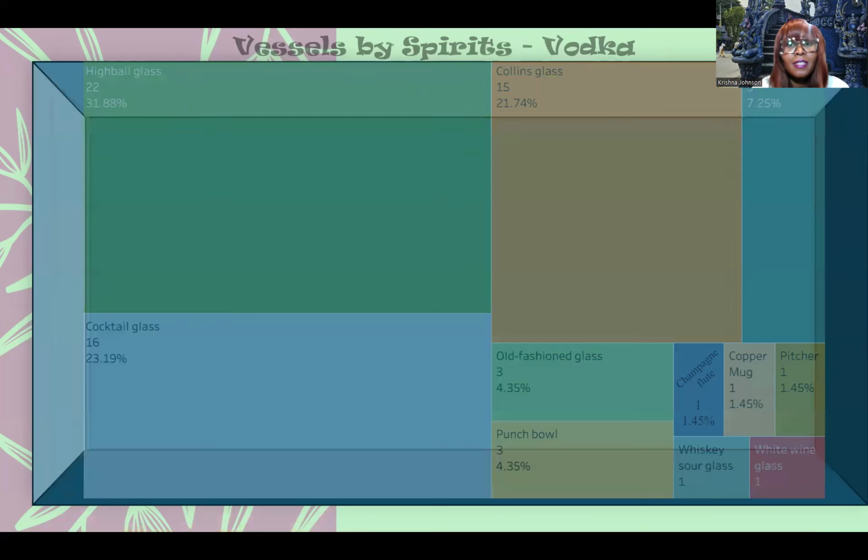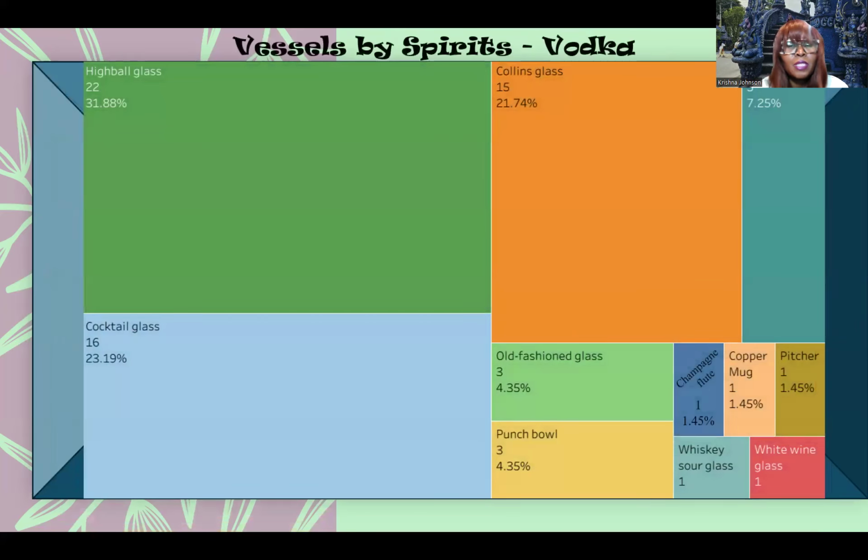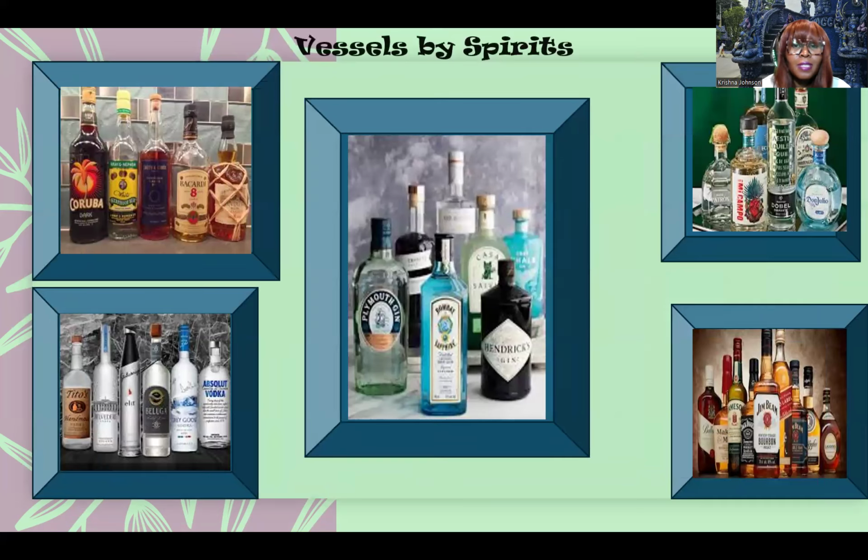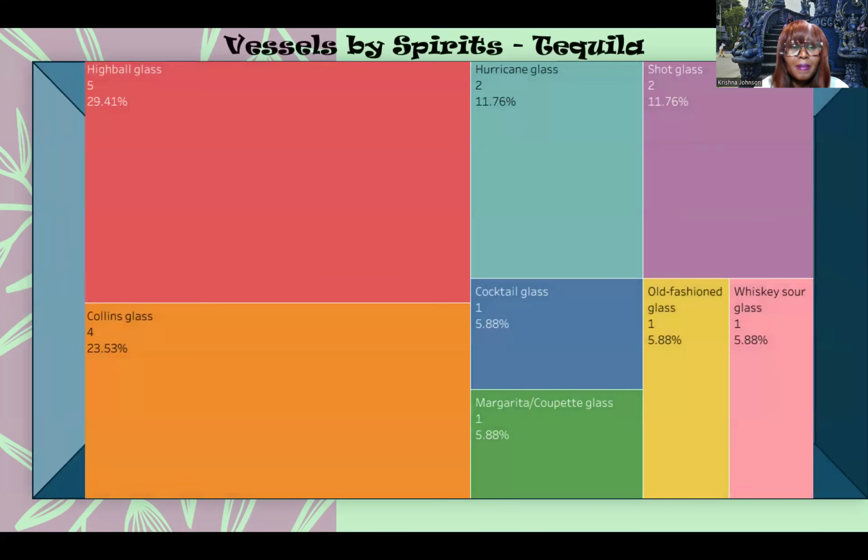If we move to vodka, vodka would be where we see our first change from the top 3 count. So cocktail glass is now second compared to highball that has slid into our first place spot. When we slide over to tequila, cocktail is now towards the bottom. It is no longer in our front-running group of top three. Tequila for their vessels then uses highball and Collins.